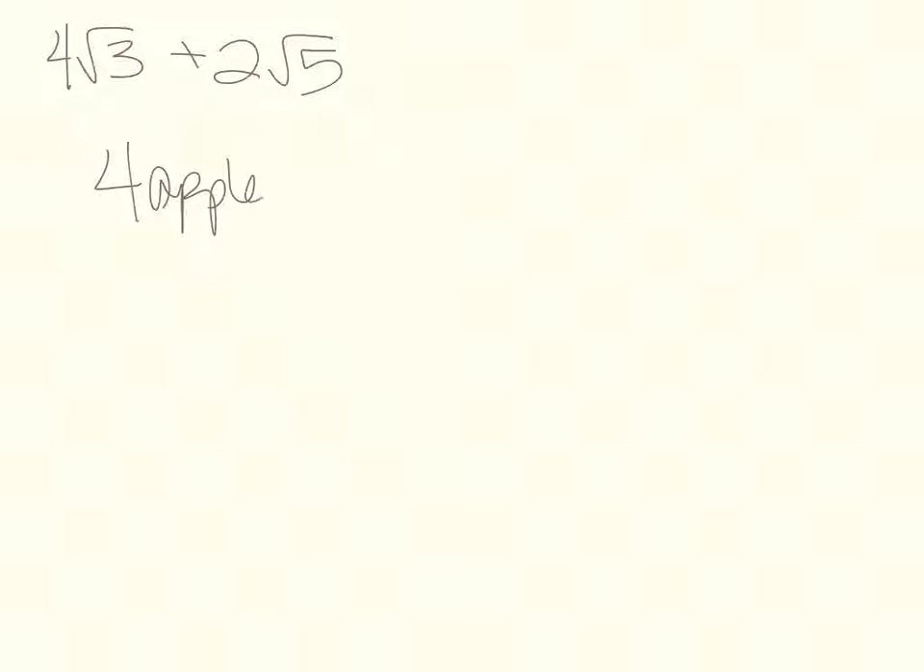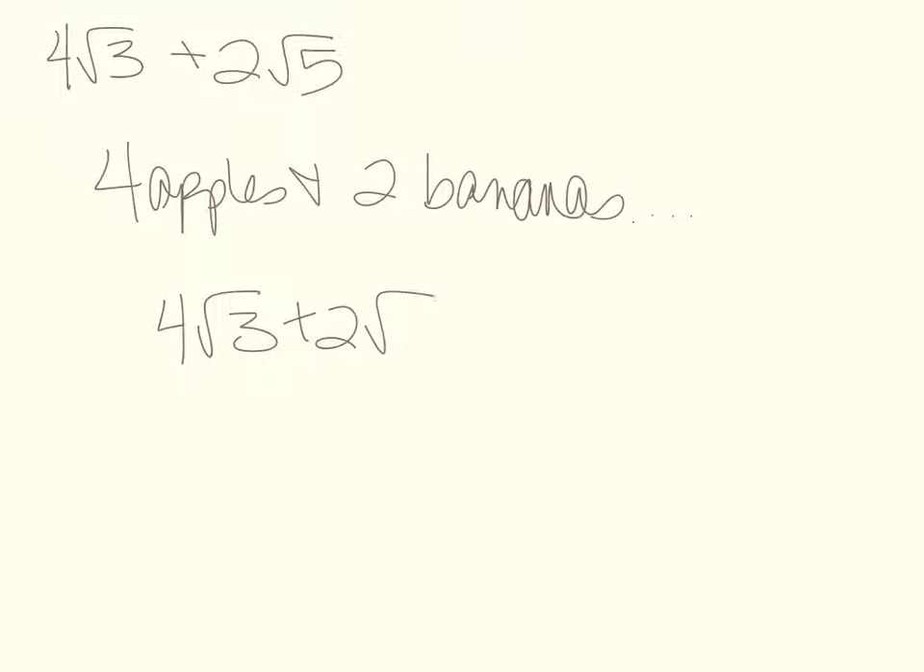How about 4 square roots of 3 plus 2 square roots of 5? Well, here I have 4 apples and 2 bananas. B-A-N-A-N-A-S. So my answer is 4 square roots of 3 plus 2 square roots of 5. It's already in simplest form.